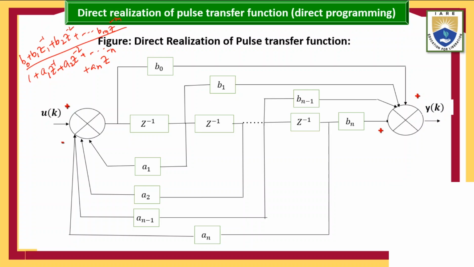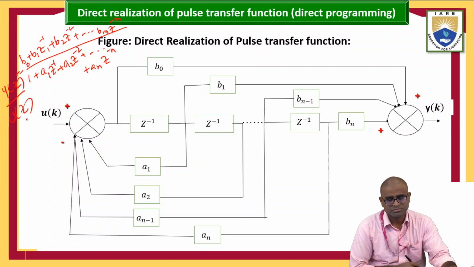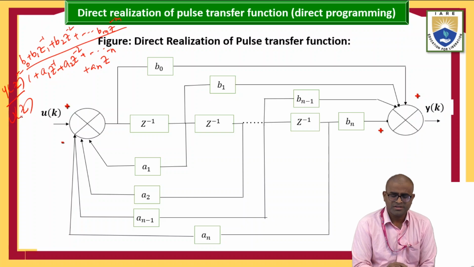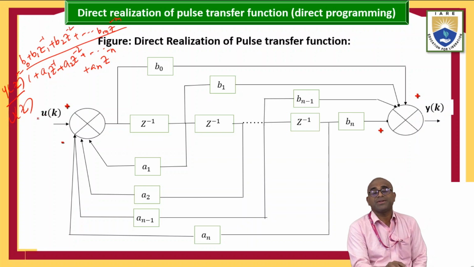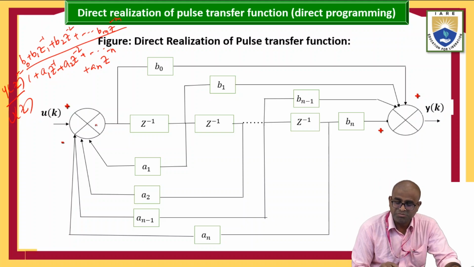Now, draw the realization for this transfer function. Coming here, it is y of z by u of z. After multiplication for input section, output sections, equations with the transfer function, y of z is coming to u of k after applying the inverse transform.